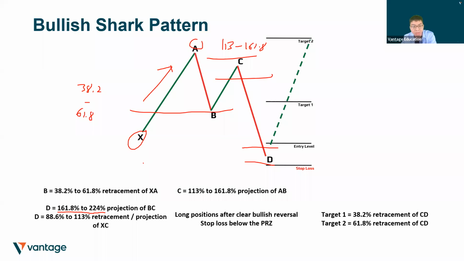Long position should be considered after a clear bullish reversal with a stop loss underneath the PRZ zone. First target 38.2%, next target 61.8% of CD.